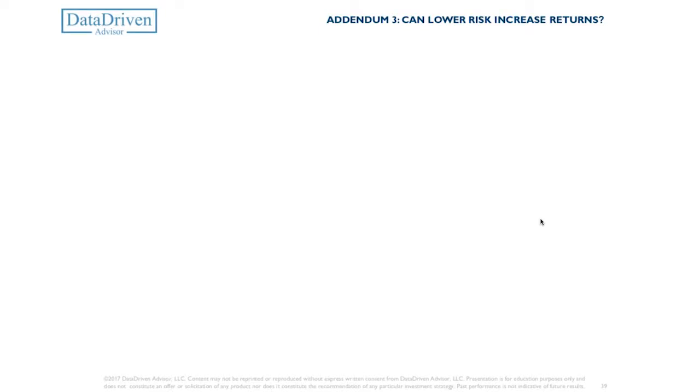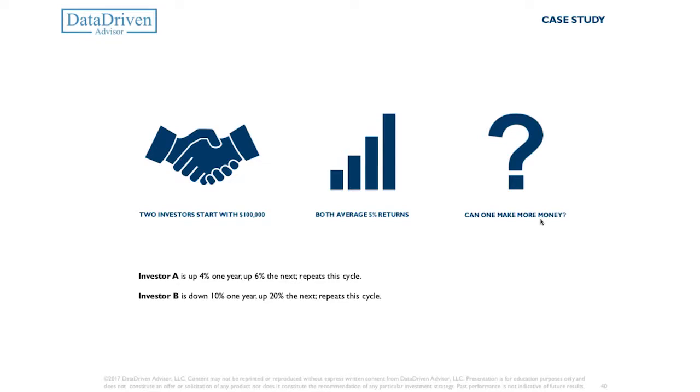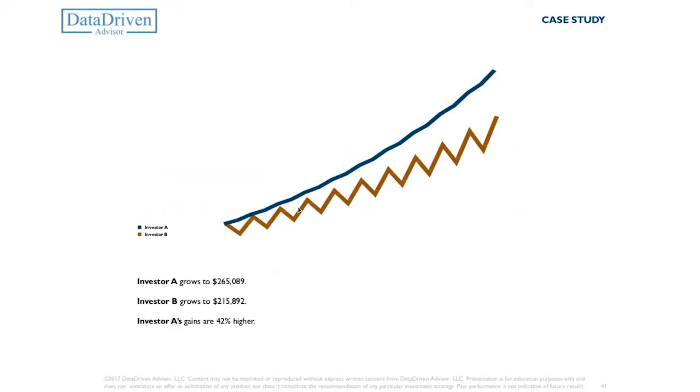Addendum number 3, can lower risk increase returns? The question is, if 2 investors start with the same amount of money and they both average the same returns, can one make more money than the other? In this example, investor A is up 4% one year, 6% the next, and they repeat that over time, averaging 5%, while investor B is down 10% one year, up 20% the next, and they repeat that cycle, averaging 5%. Over time, the lower risk investor wins out.